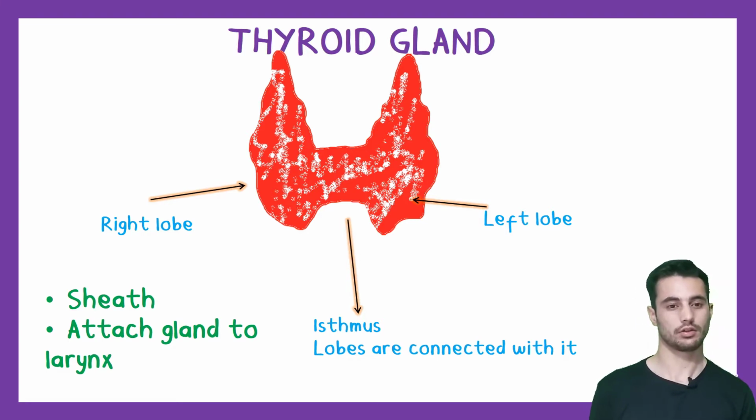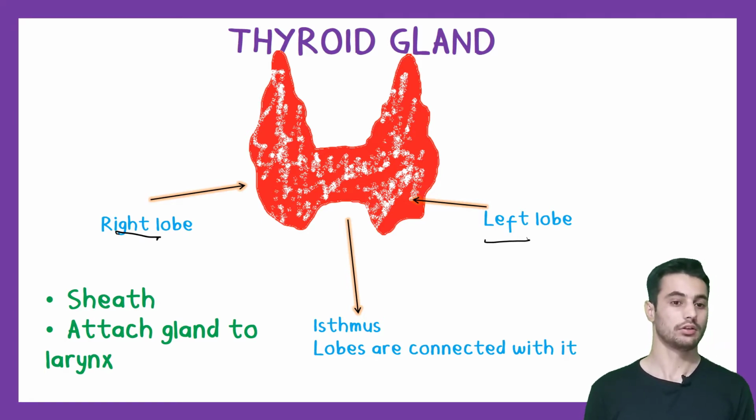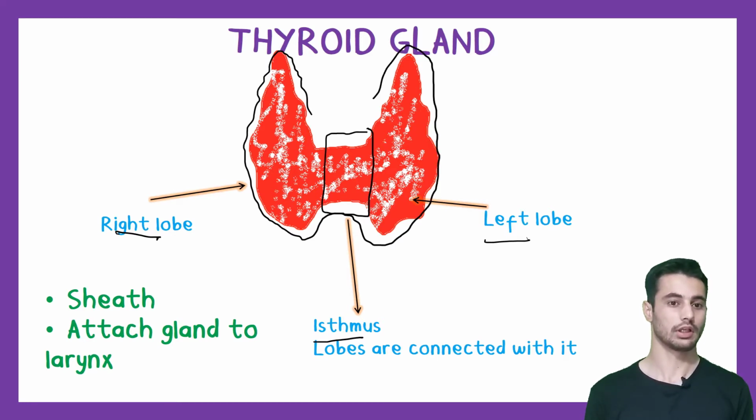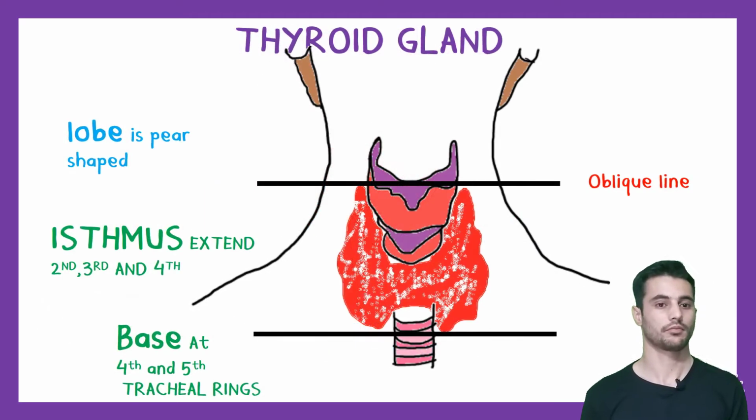So let's get started. This gland consists of two lobes, the left lobe and the right lobe. These two lobes are connected with each other by this narrow portion in the middle, which is known as the isthmus. Now, the whole of the thyroid gland is surrounded by a sheath which encloses the gland, and it connects this gland with the trachea and the larynx.